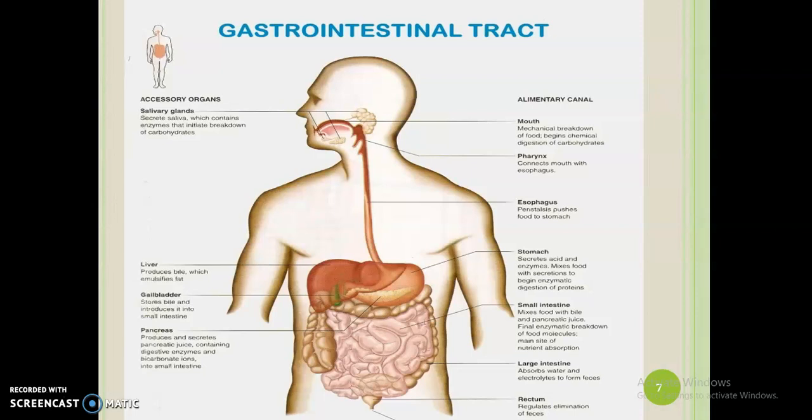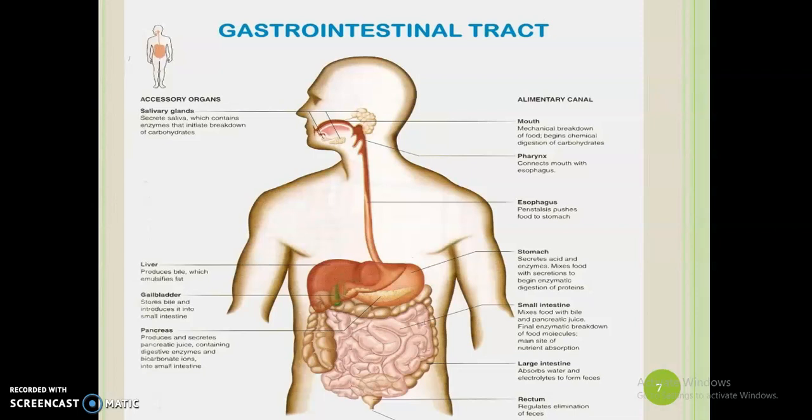digestion of proteins. Obviously, as I told you, the liver, which is a major organ for metabolism, produces the bile which emulsifies fat. This is the major purpose of the liver. The gallbladder stores the bile and introduces it into the small intestine. Then the pancreas produces and secretes pancreatic juice containing digestive enzymes and bicarbonate ions into the small intestine.